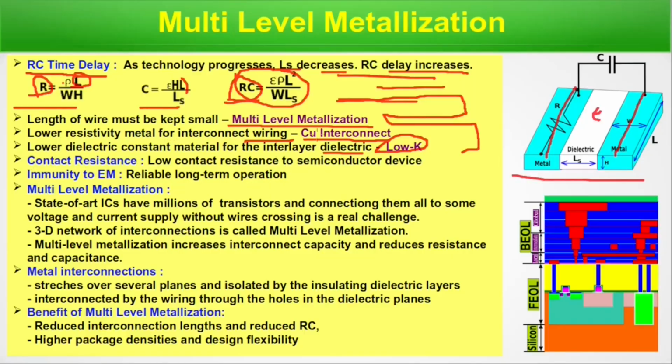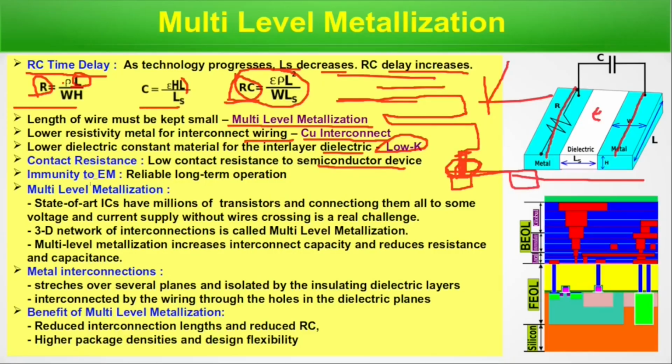While we are considering multi-level metallization, copper interconnect and low K, there are a few more points which we must take care of. Contact resistance: low contact resistance to the semiconductor device. The connection to the semiconductor should have low contact resistance. It should ideally be an ohmic contact. For P-type material, and for lightly doped and heavily doped N-type material, the IV response is completely different. We need a low contact resistance.